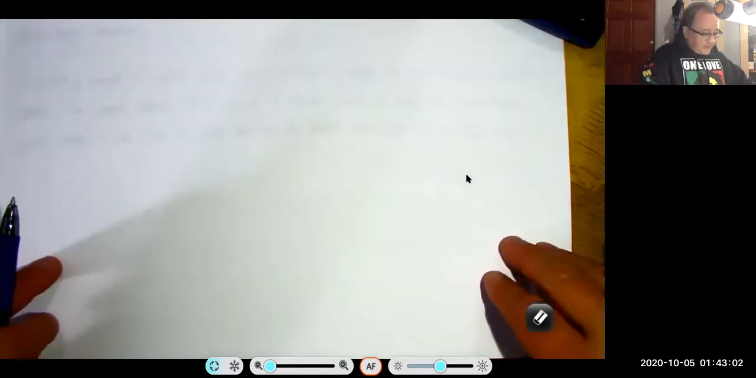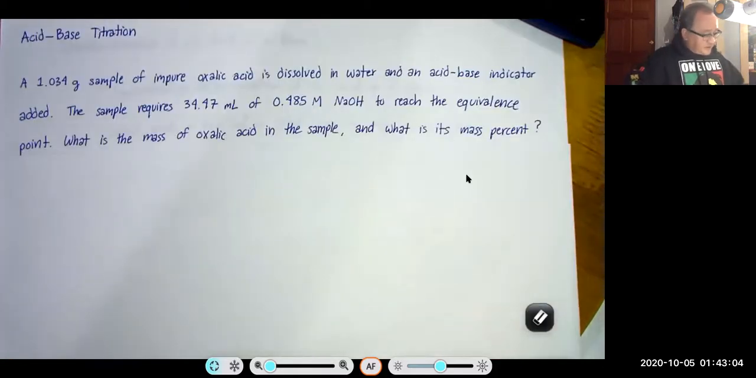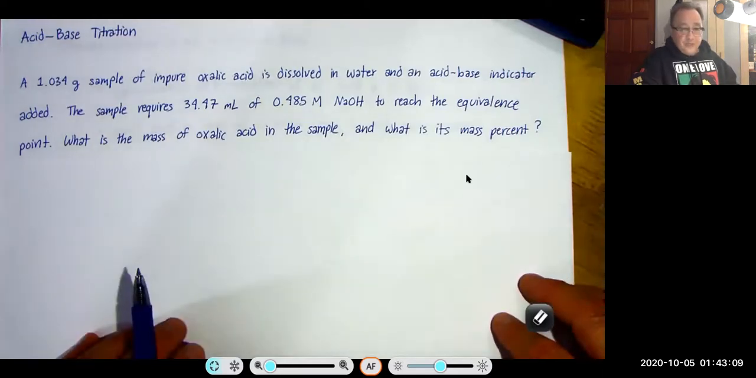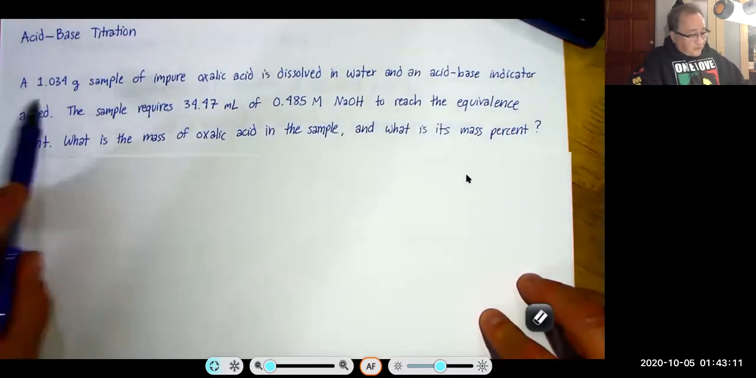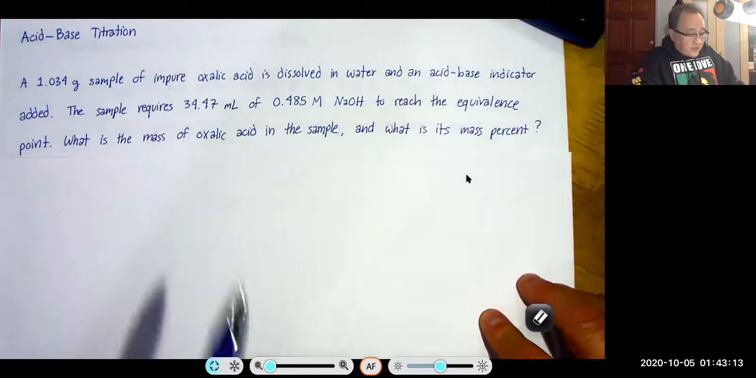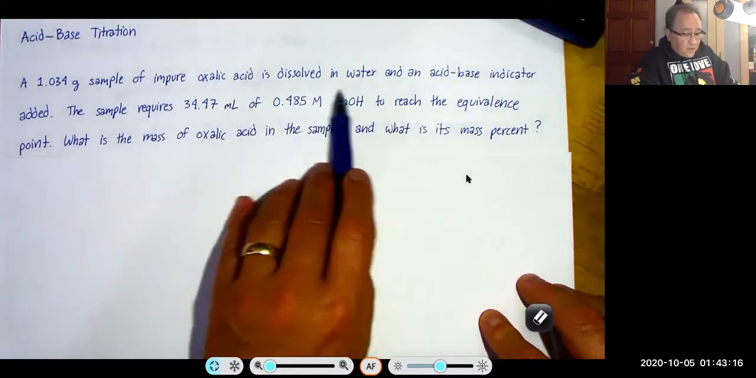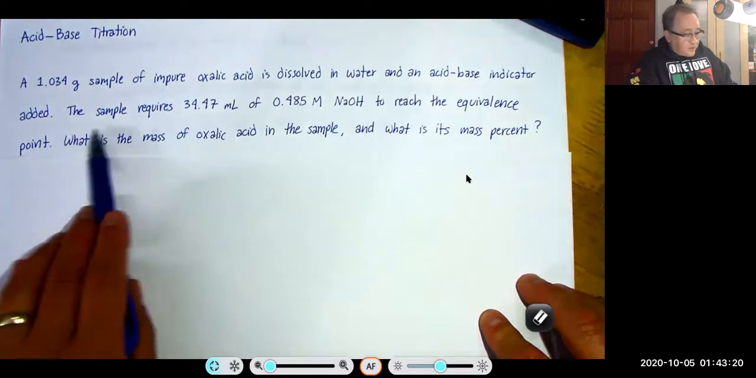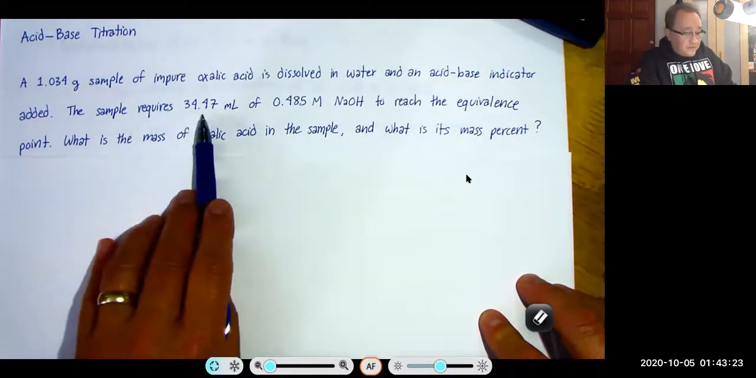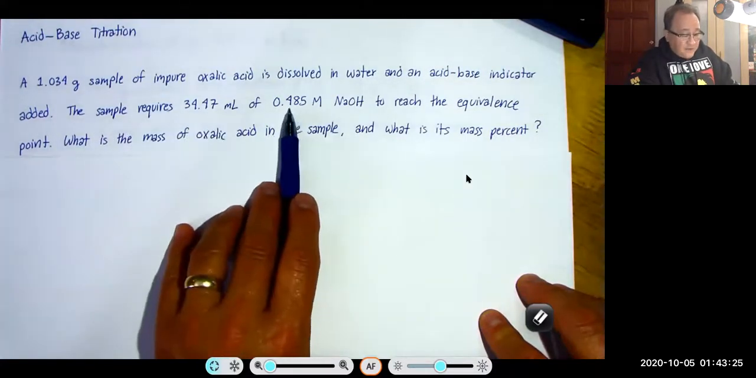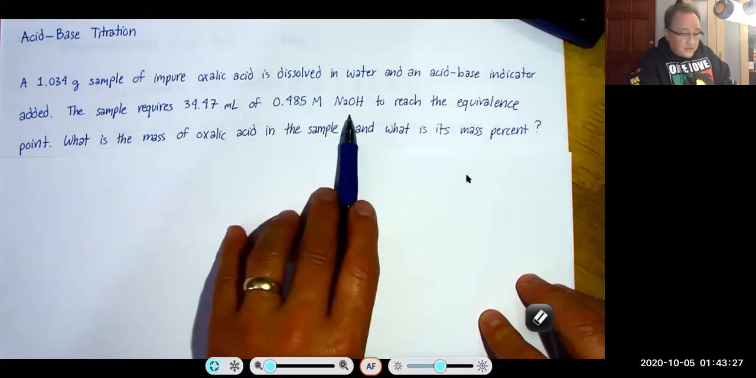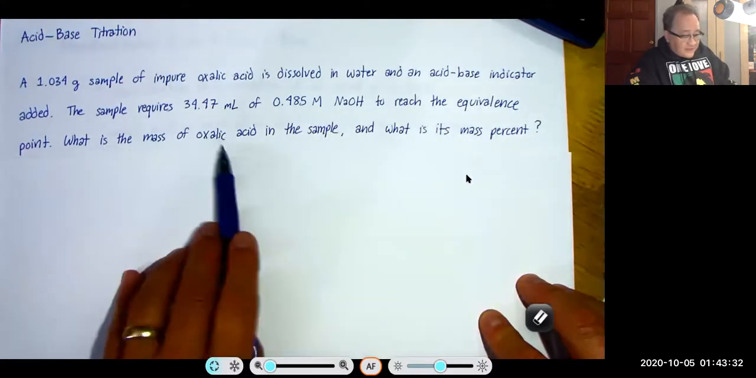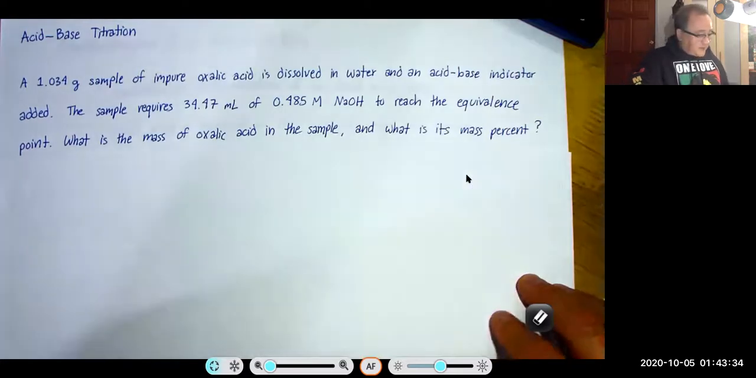Okay, let's take a look here. This is an example of an acid-base titration. A 1.034 gram sample of impure oxalic acid is dissolved in water and an acid-base indicator added. The sample requires 34.47 milliliters of 0.485 molar sodium hydroxide to reach the equivalence point. What is the mass of oxalic acid in the sample, and what is its mass percent?